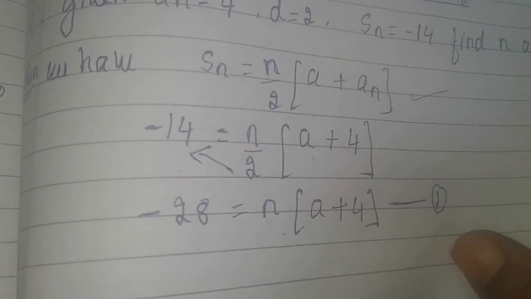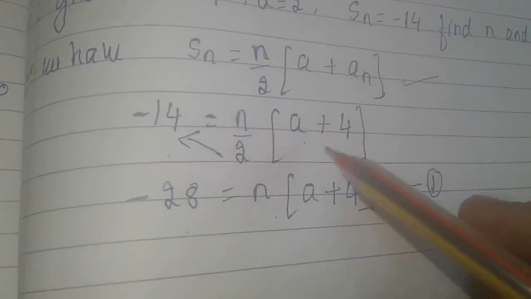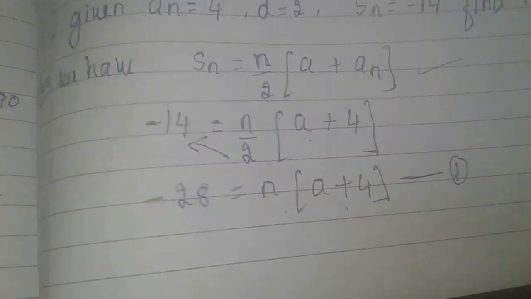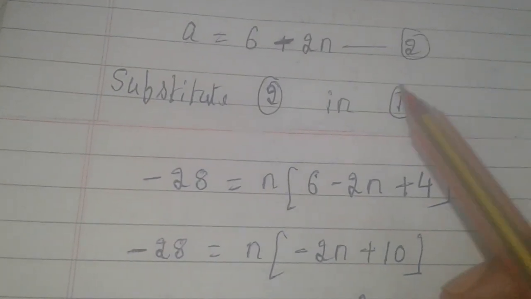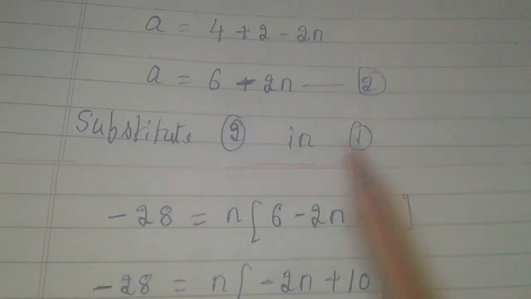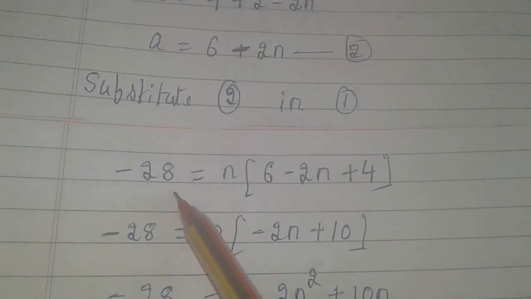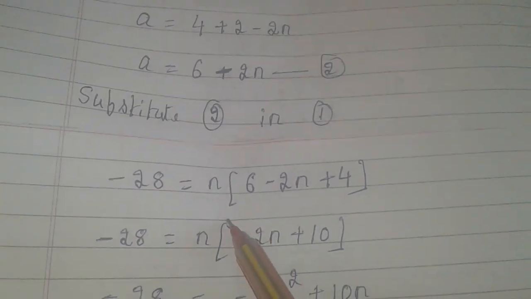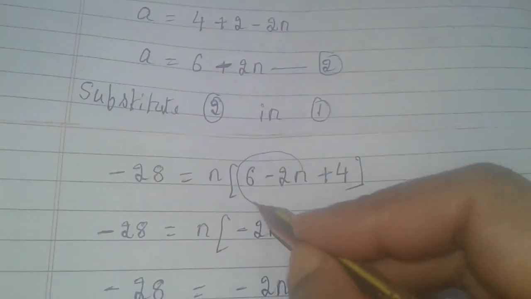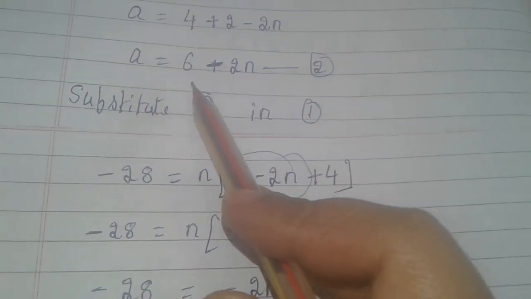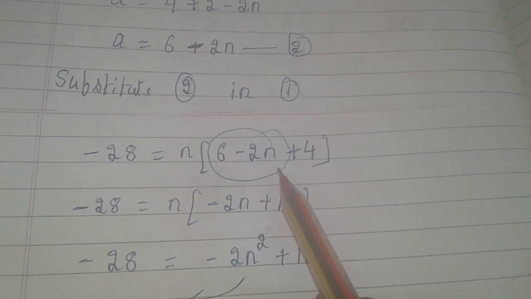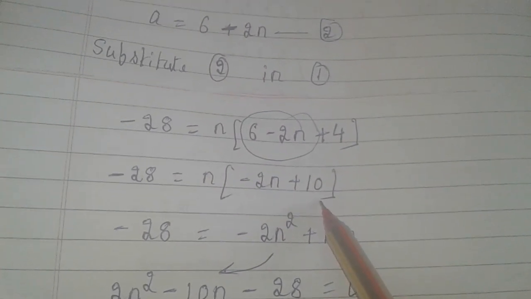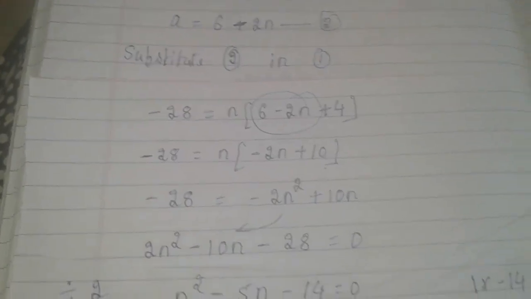So what can I do with this? Can I substitute a in this so that the full equation becomes only n? So let me substitute. Substitute 2 in 1. Just minus 28. I am substituting in 1 now. Minus 28 equals n into, in place of a in equation 1, I substituted 6 minus 2n. So plus 4. 6 plus 4 is 10 minus 2n plus 4.